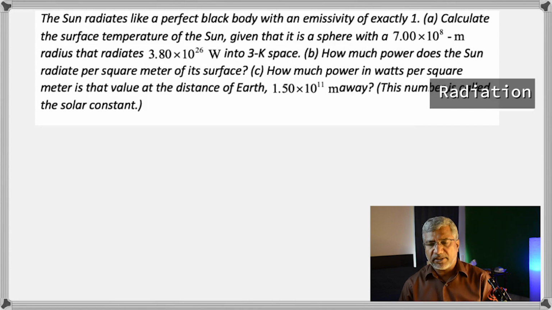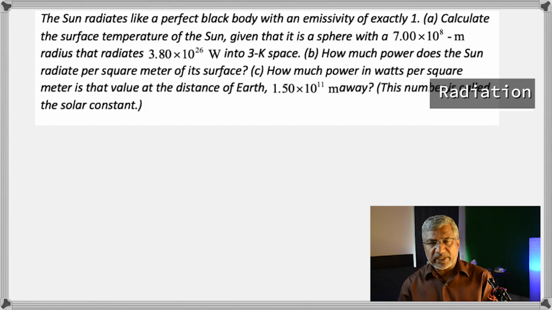This is about the sun. The sun radiates like a perfect black body with an emissivity of exactly 1. So a perfect black object has an emissivity of 1. Calculate the surface temperature of the sun, given that it's a sphere with 7 times 10 to the 8 meter radius, that radiates 3.80 times 10 to the 6 watts into 3K space. So let's do it part by part. So that's part A. Calculate the surface temperature of the sun.